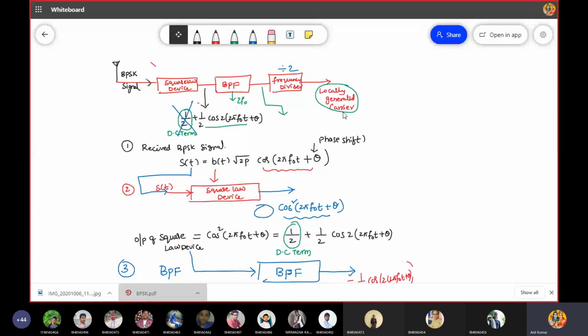So whatever the frequency that is used at the transmitter side, the same carrier frequency is generated at the receiver side also. The carrier frequency that is generated at the receiver side is called locally generated carrier, and this locally generated carrier frequency is same as that of the transmitted side frequency. Therefore this type of modulation is called coherent demodulation.